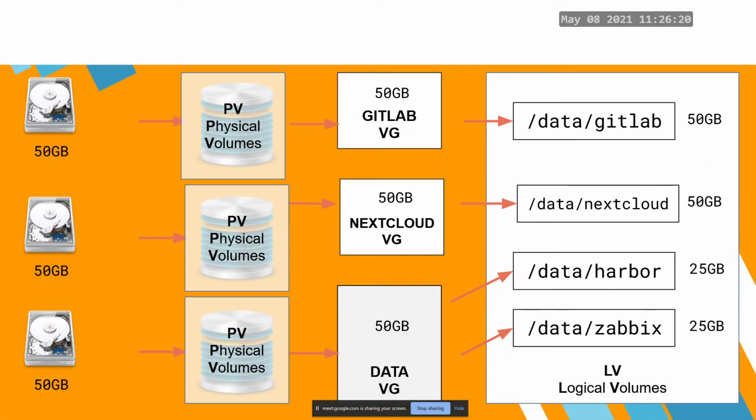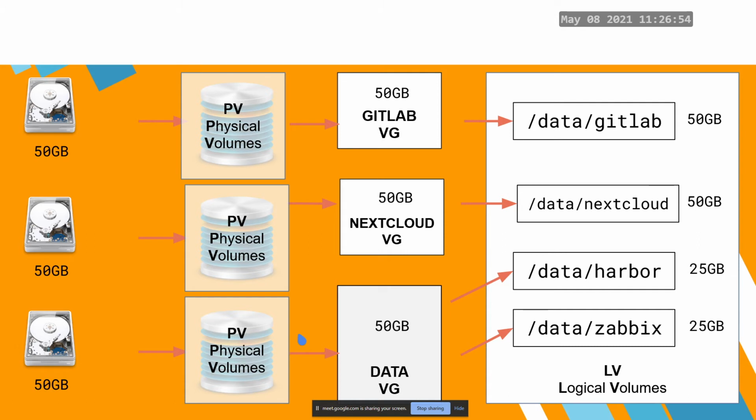Now, how can we make use of it? For example, we have 350 GB. We assign them to become 3 PVs, and these PVs we assign to a volume group. Then each has its own logical volume, but because these two are small, I just use one volume group to share between them.